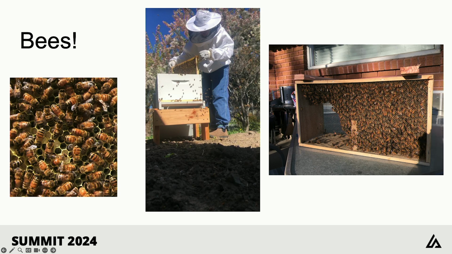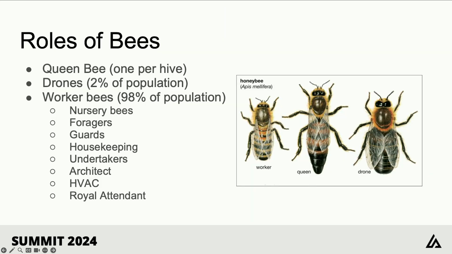On the screen, you'll see a photo of my bees climbing on their comb, me doing a hive inspection, and what a 3-pound package of bees looks like when you first receive it, which is approximately 10,000 bees. So there's different roles of bees within a hive. We have one queen, and her role is to lay eggs for reproduction purposes. 2% of the population is made up of male bees called drones, and they are mating with other queens within mating zones in the sky.